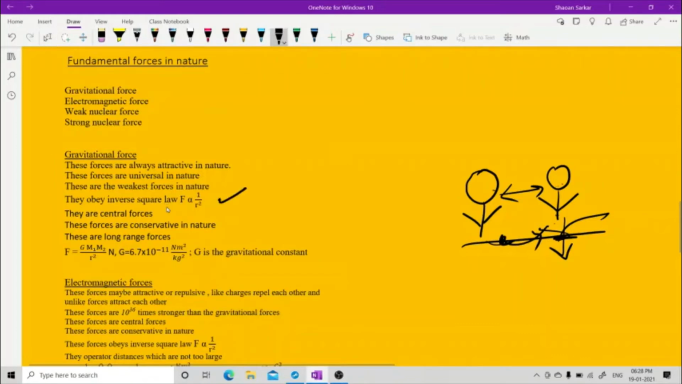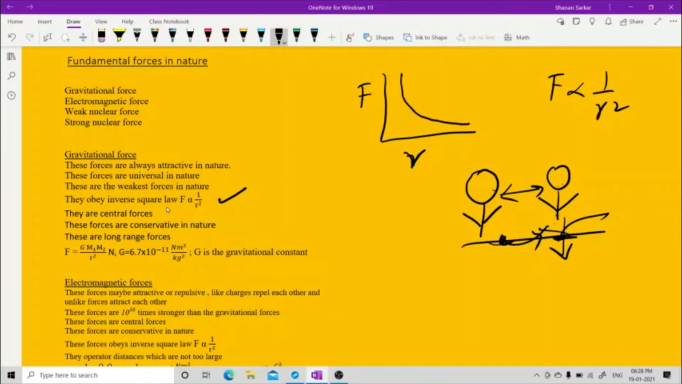Let me discuss this point. See, this is your force and this is your R. I told you I'll tell you later how F and R vary if F is directly proportional to 1 upon R square. So the graph of this would be something like this. As distance increases, it will become almost zero. This is the type of graph for this one.